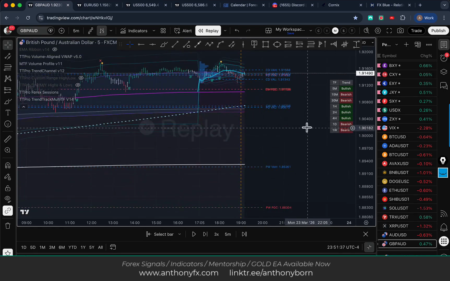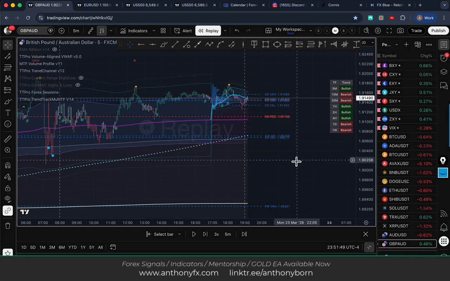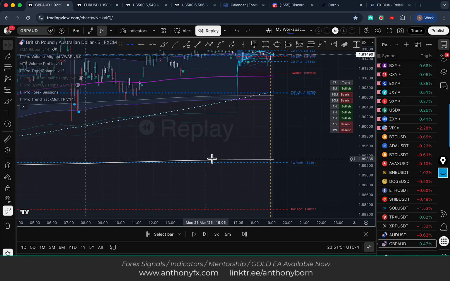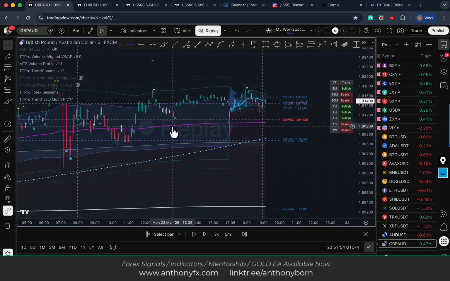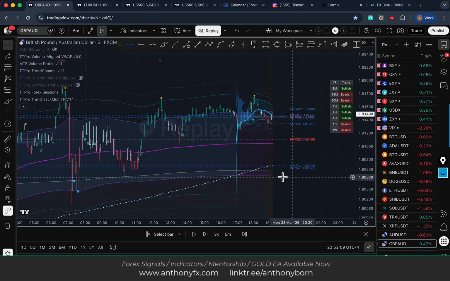The volume profile cluster is under here. So it's in a nice, strong bullish trend. We're above the cluster of the volume profile. This is the monthly VWAP. This is the weekly VWAP. Look at the retest of the weekly VWAP, right? Now this blue dotted line, that's my secret weapon, I'm telling you.